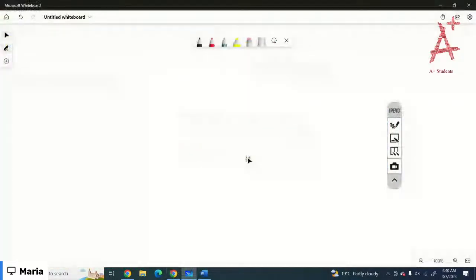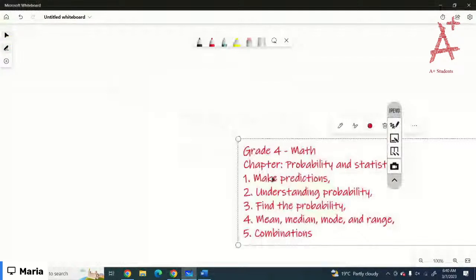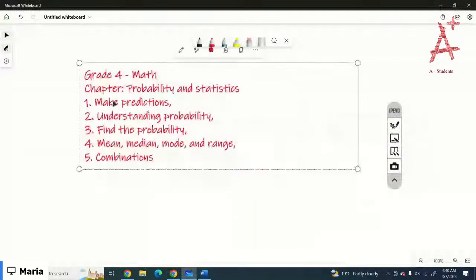So we're working on grade 4 maths. The chapter we're working on is probability and statistics. And the lessons we have covered today are make predictions, understanding probability, find the probability, mean, median, mode, and range, and combinations. Please make sure before the next session you complete all the test questions for the lessons we did today. If you need more help with any of the lessons, you can contact any tutor on Skype. They are available from Monday to Friday, 5 to 9.